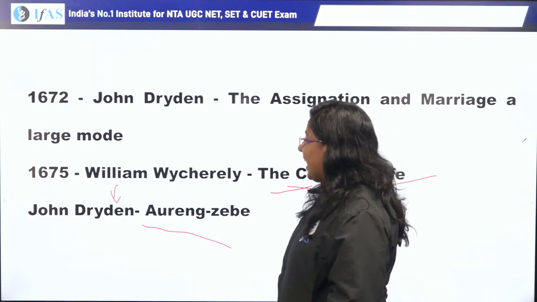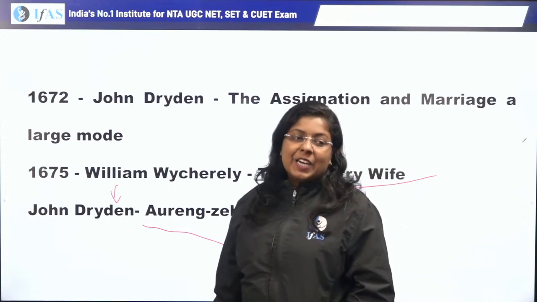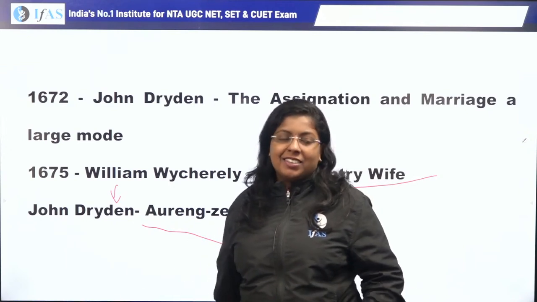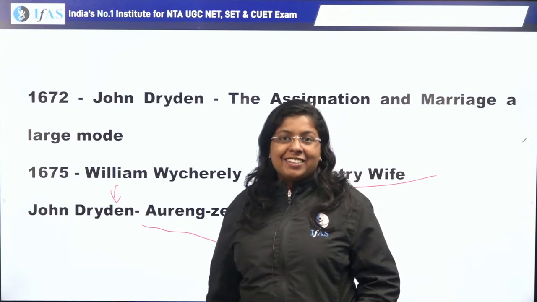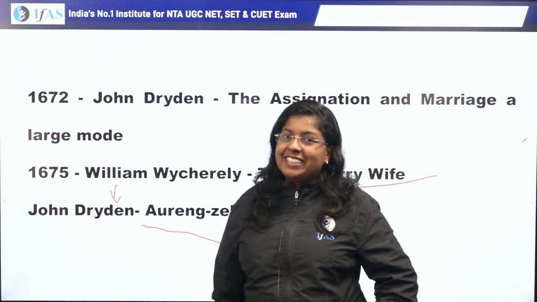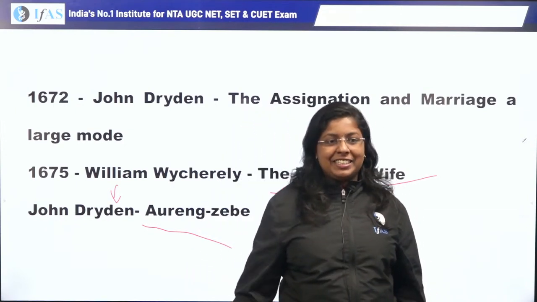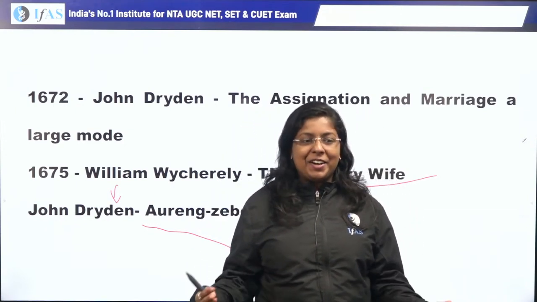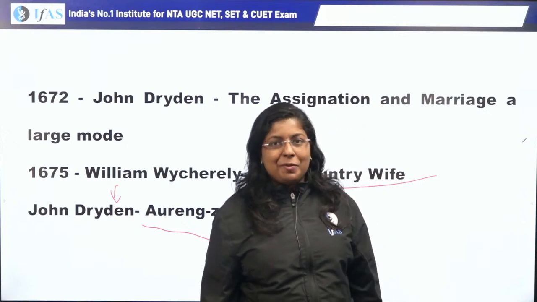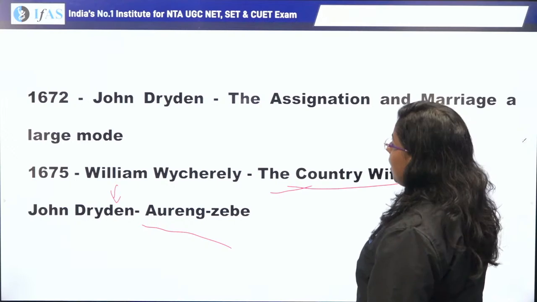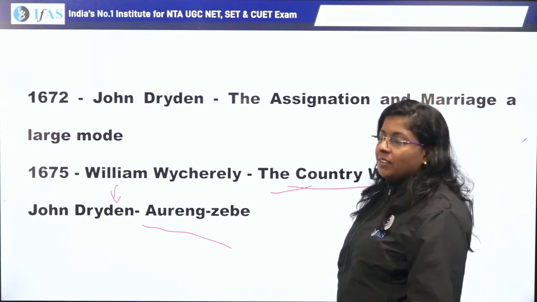So, John Dryden's Aurangzeb. Aurangzeb was the last Mughal emperor, right? I'm not taking Indian history, I'm taking British history. So never go to Indian history at this time. After finishing this class, you can go to Indian history also, all the Mughal emperors. So, John Dryden, Aurangzeb, right?